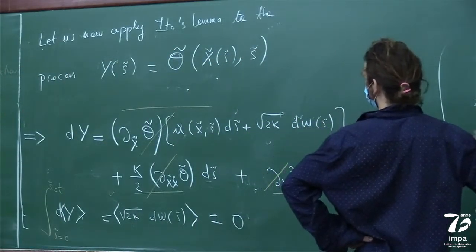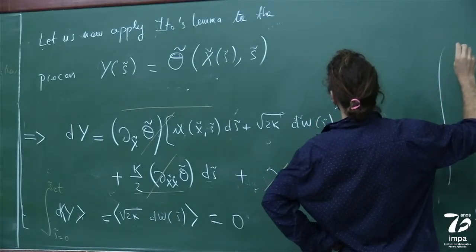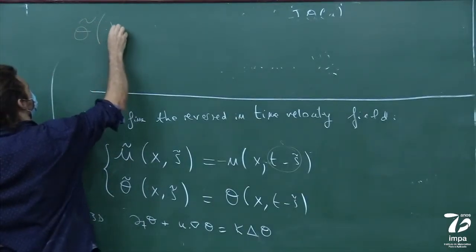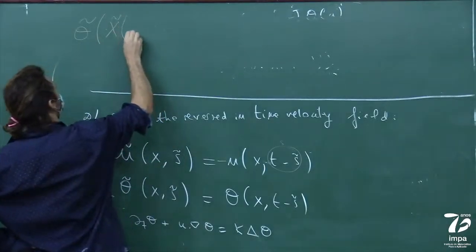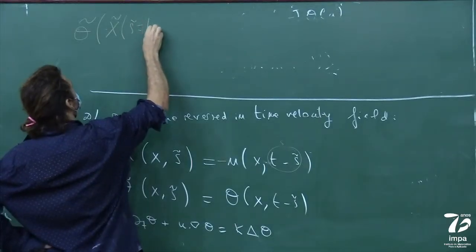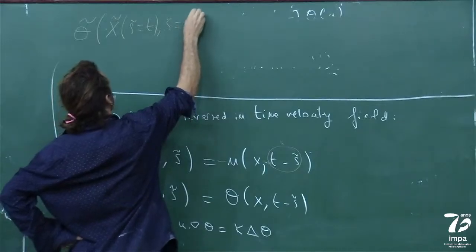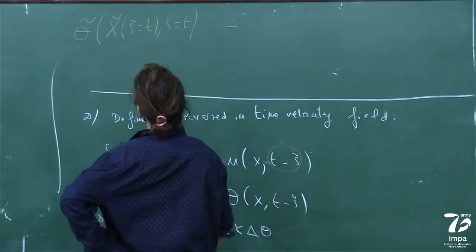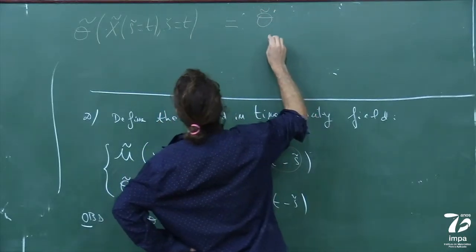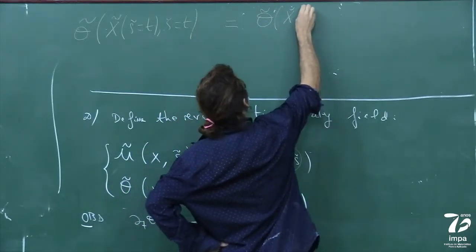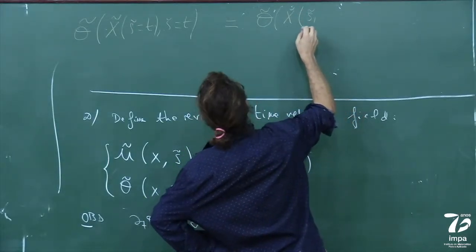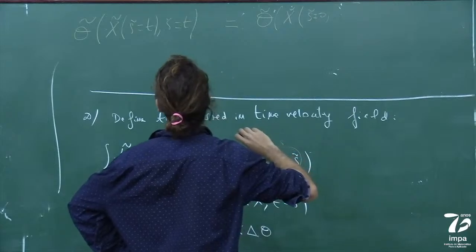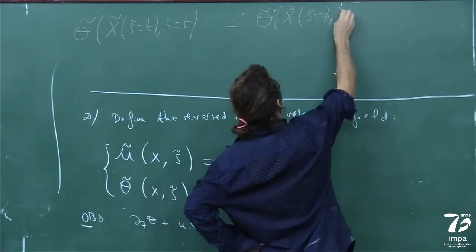And so we have the result that the reverse field theta tilde of x tilde, s tilde equal t, is equal to theta tilde of x tilde, s tilde equals 0.